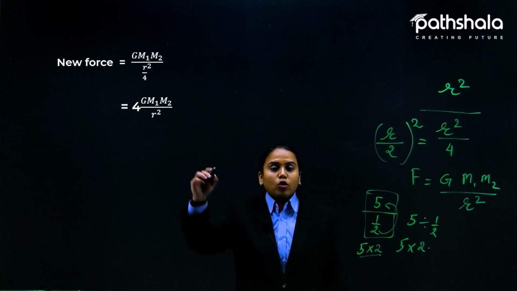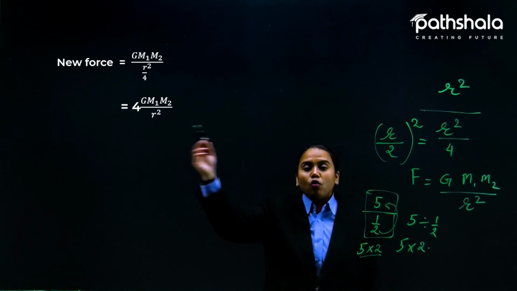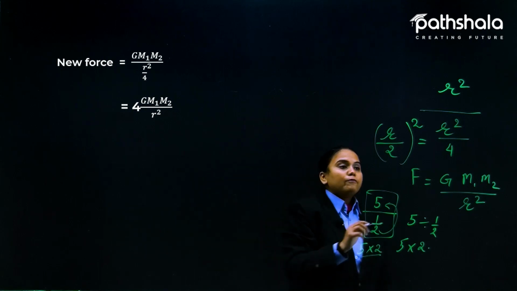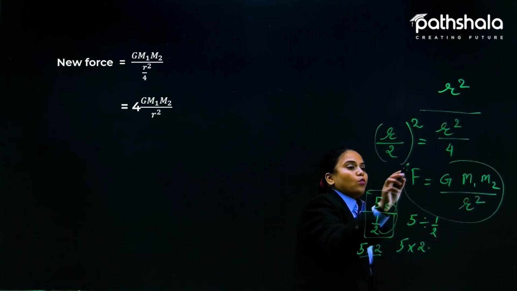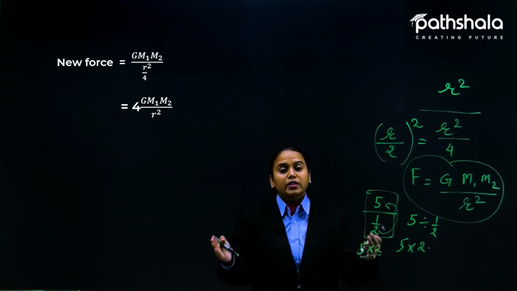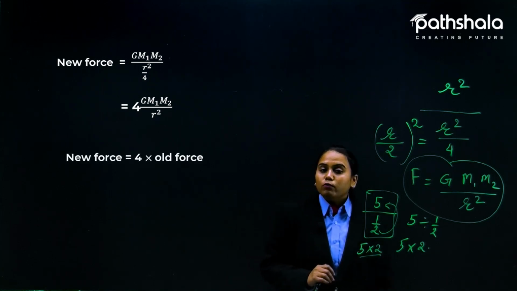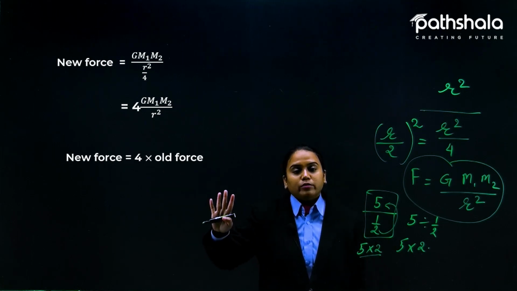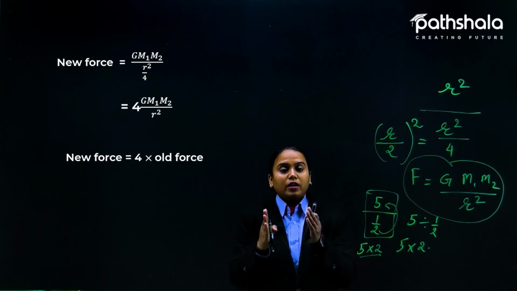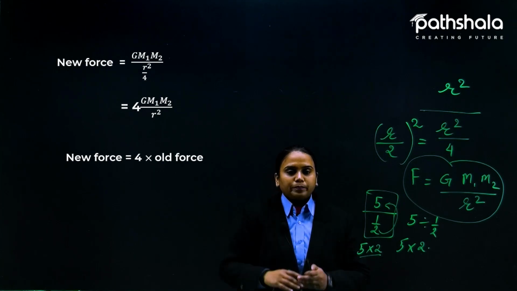So we can take this 4 to the numerator, and here we have 4 G m1 m2 divided by r square, and that G m1 m2 divided by r square was the previous force, that is, before the reduction of the distance between the two objects. So we can say the new force is equal to 4 times the old force. And when did this happen? When we halved the distance. See, the force has increased 4 times the previous force.